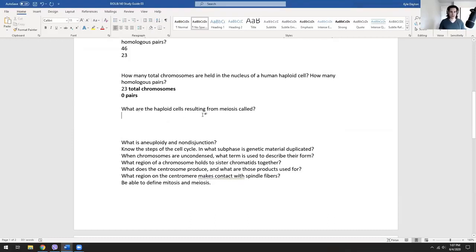What are haploid cells resulting from meiosis called? Sex cells or gametes?